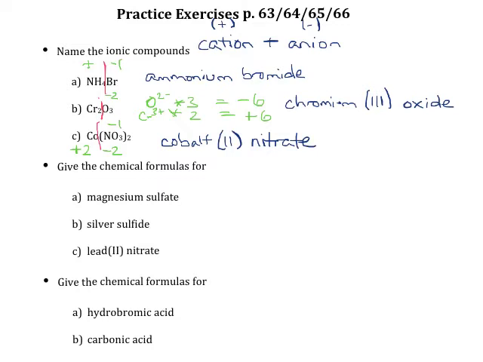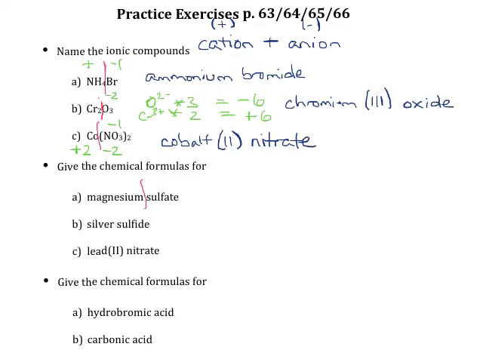Okay, let's try working backwards. Now that we have names, let's try to give formulas. So the first one is magnesium sulfate. So again, you should be able to figure out where my cation and my anion is. I can tell that this is an ionic compound because it's got a metal and a nonmetal.